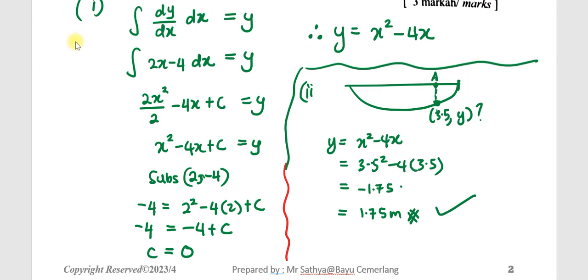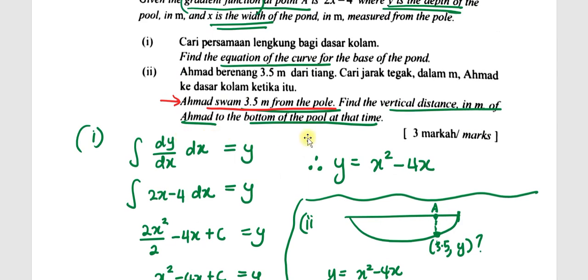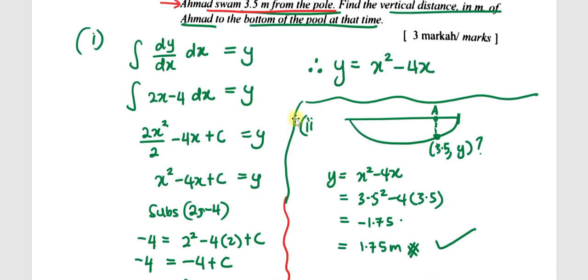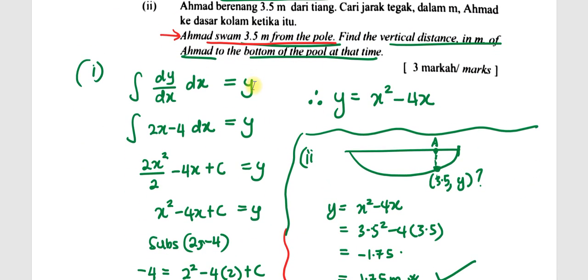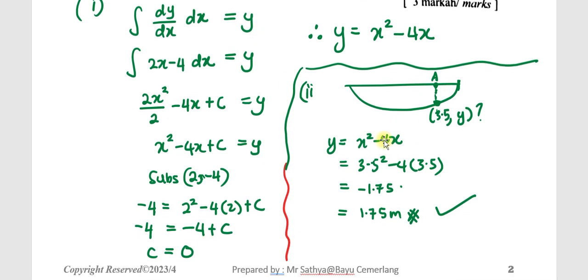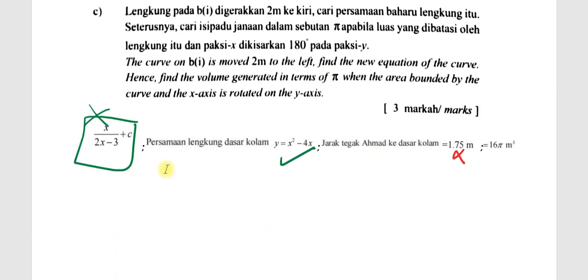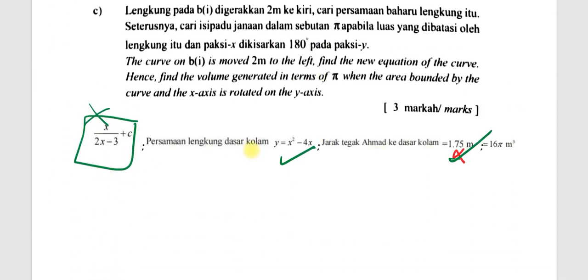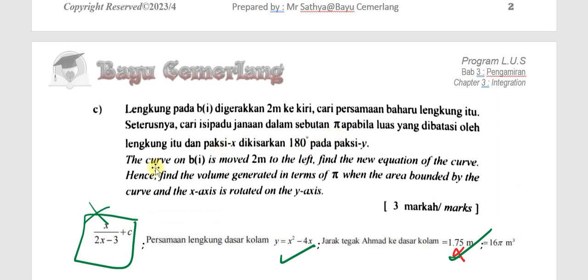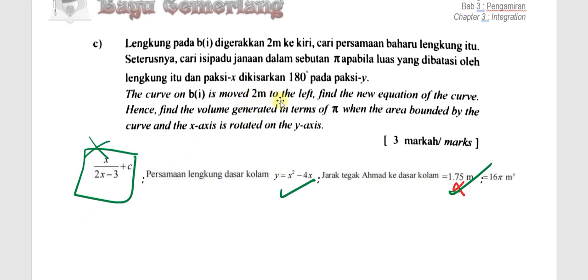Sorry for overlooking the question. I overthought it. All right, so let's move on. The 1.75 is correct actually. Now, let's say the curve in B1 is moved 2 meter to the left. Find the new equation of the curve. Hence, find the volume generated in terms of pi when the area is bounded by the curve. The hence part we will do later.